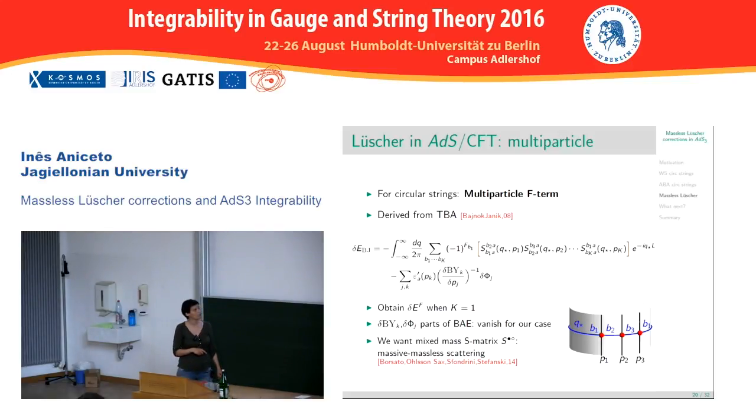Now you have a set of physical excitations, and you have one particle traveling around the cylinder. So what type of matrix do we want here? What we want is the mixed mass S matrix, the scattering between a massive and a massless particle. This is one of the matrices that were introduced early this morning. This is what will go into our calculation of the multi-particle F-term.